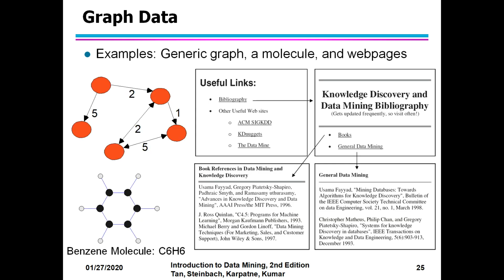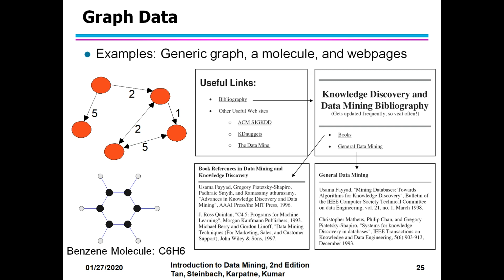Next, coming to the graphical data. Examples are a generic graph, a molecule, or a web page. So now a generic graph. Here, for example, you can see in the generic graph 1 to 2, 2 to 1, and between 1 and 5 a bidirectional transaction. These are the 5 ways in which data is being transferred.